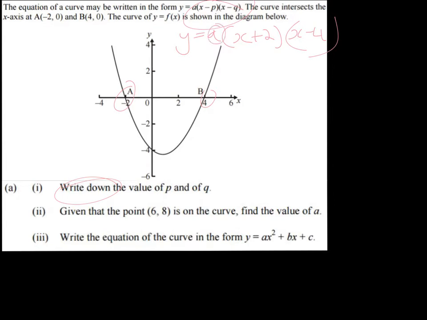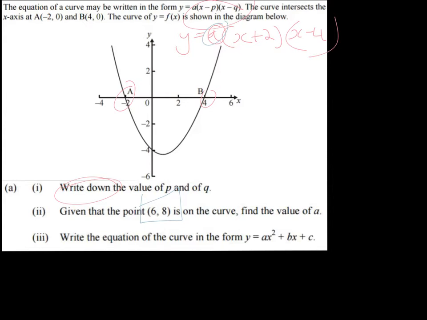But we don't know what a is. In order to figure out this value of a, we must have at least one other point on the curve and have the corresponding x and y values. So we're given that information in part 2 because it tells us the point 6, 8 is on the curve. So what that enables us to do then is to substitute in the values.